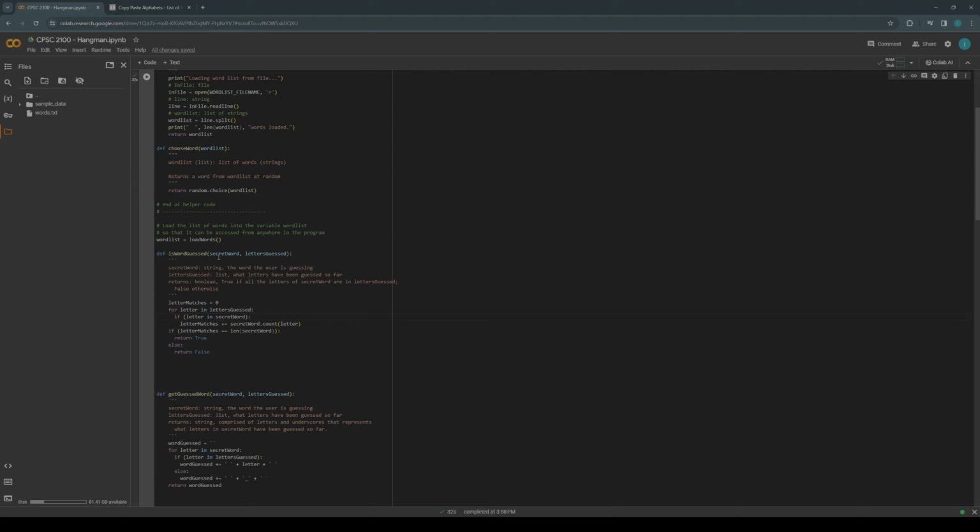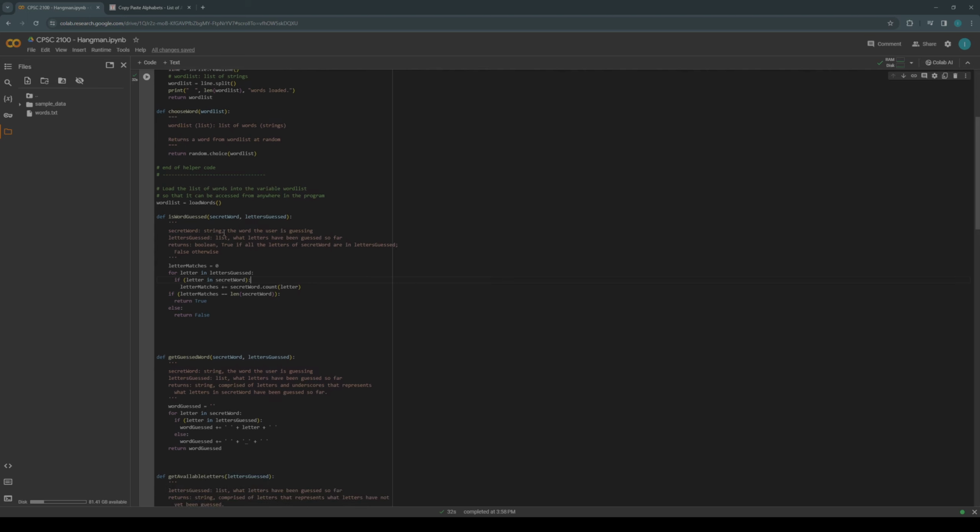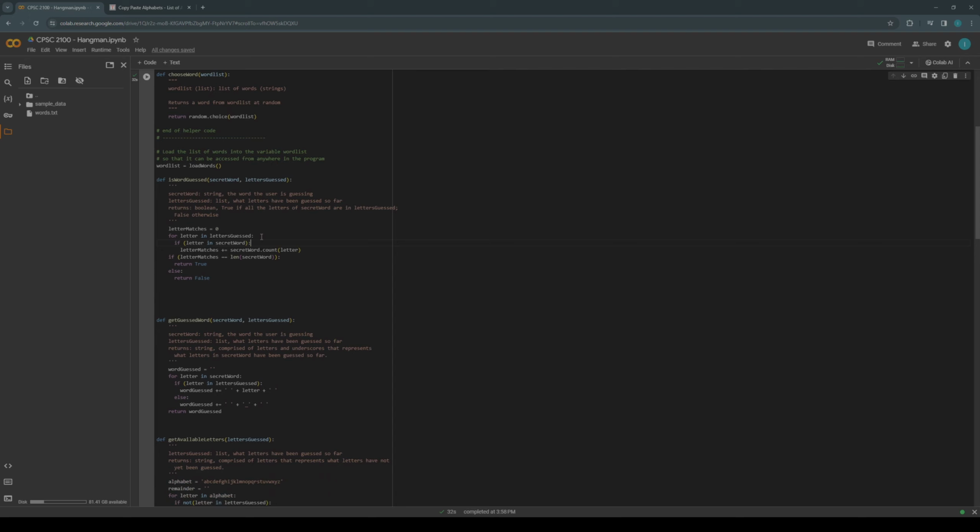We are going to input a string called secret word, and that's going to be the word that the user is guessing. And then we're also going to input letters guessed, and that is a list of what letters have been guessed so far. And we're returning one of two things. We're either returning true if all the letters of the secret word are in the letters guessed, or we are returning false if the letters guessed do not make up the secret word.